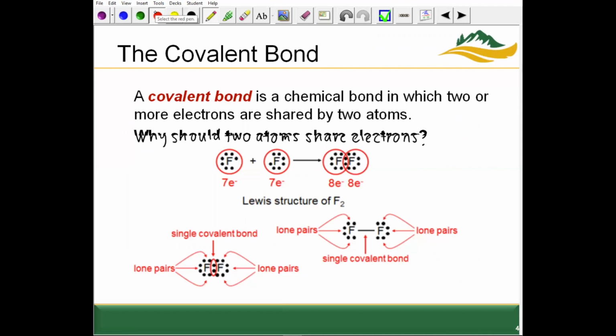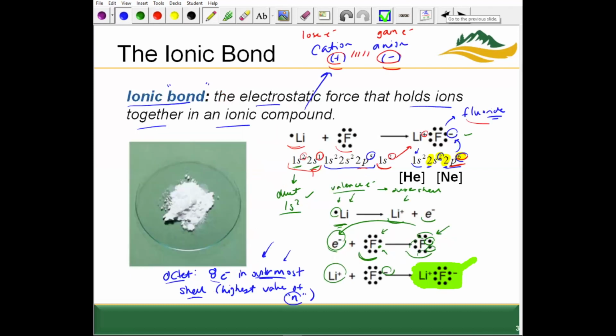So aside from ionic bonds, we can have covalent bonds. Covalent bonds are true actual bonds. It's a chemical bond in which 2 or more electrons are actually shared by 2 atoms. Ionic bonds aren't really sharing electrons, they're more of a transfer of electrons between one atom that will become a cation and one atom that will become an anion. So more of a transfer of electrons for ionic bonds. And they're not really true bonds. They're these electrostatic attractions or electrostatic forces.